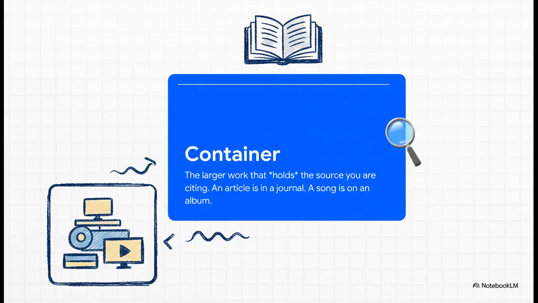Now, the most brilliant part of this whole recipe is element number 3, the container. A container is just the bigger thing that your source is inside of. So an article is inside a journal. The journal is the container. A song is on an album. The album is the container. A single TV episode is part of a series. The series is the container. This one idea is what makes everything else work.